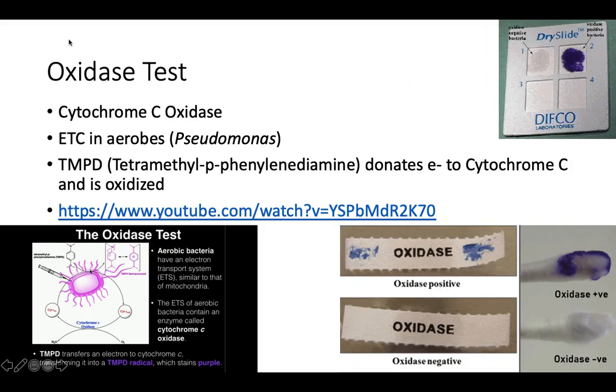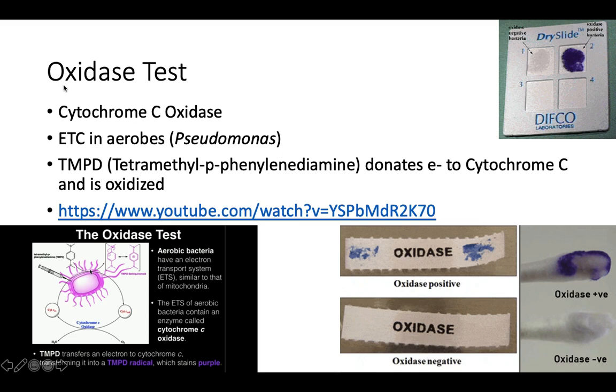And our last test is the oxidase test. And this is our catalase test for gram-negative organisms. This is going to be used to tell apart members of our Enterobacteriaceae family from the other large family of gram-negatives that cause problems in humans, the pseudomonads.